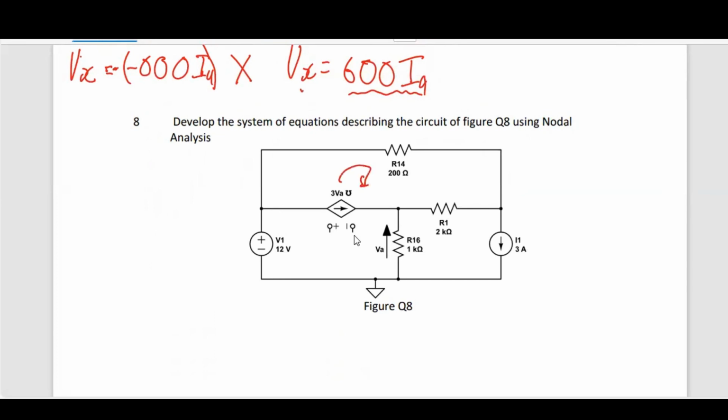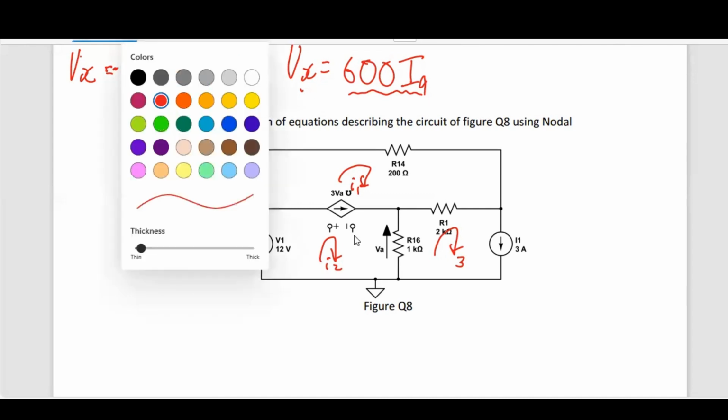Loops. So we have this one here, I1, I2, I3. Second step, any super loops? Yes, I have a super loop, because there's a current source here. Since I have a current source there, I need to join the two of them up together.